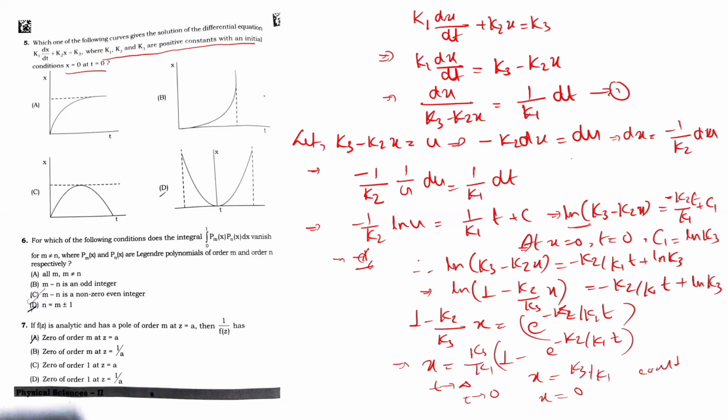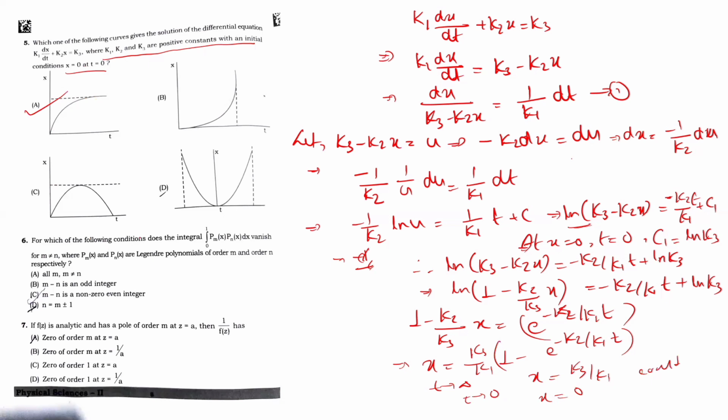Right. So the curve will what? Either the curve is a constant or there is a variation. Right. So from here you can see there is a variation of x with t in this way. So the correct option is option 5. Clear? Next we will see question number 6.